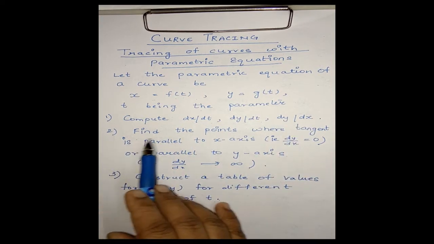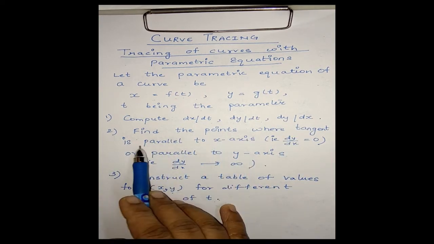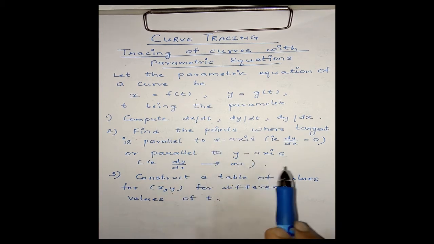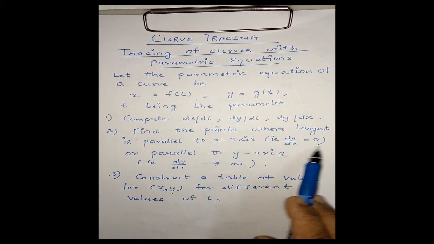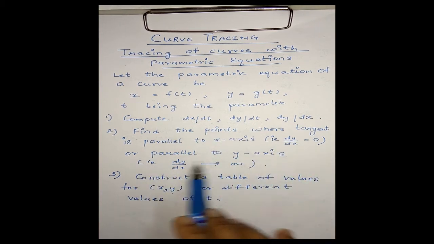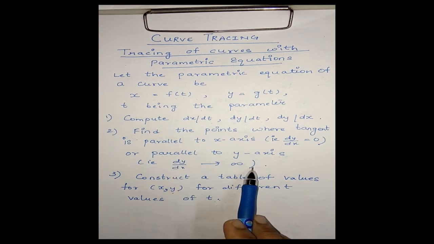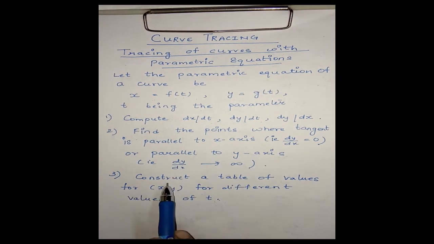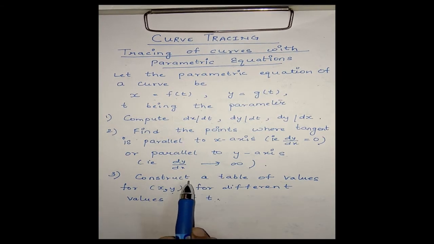In the second step we have to find the points where the tangent is parallel to the x-axis, that is dy/dx = 0, or parallel to the y-axis, that is dy/dx tends to infinity. In the third step, construct a table of values for x and y for different values of t. We have to give different values to t and then find the values for x and y. Okay, let us understand these steps with the help of an example.